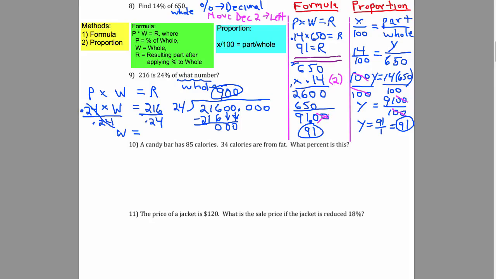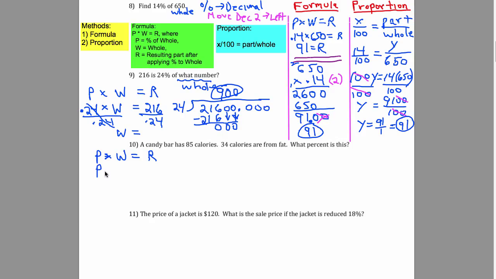Problem number 10. A candy bar has 85 calories. 34 of those calories are from fat. What percent is this? So let's power it up. They're asking us to find P.